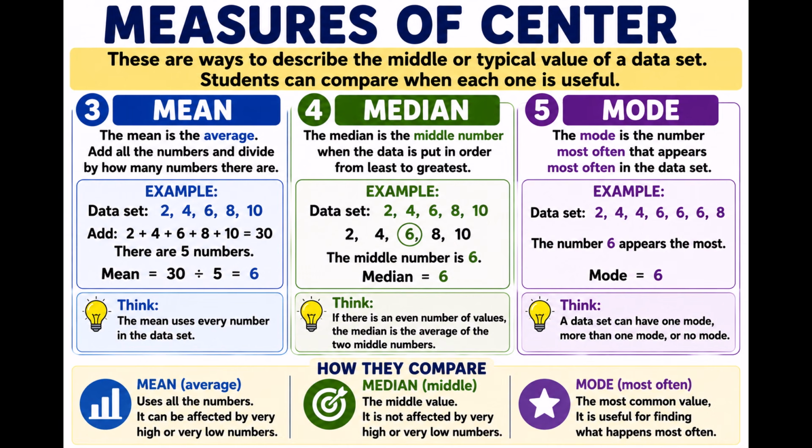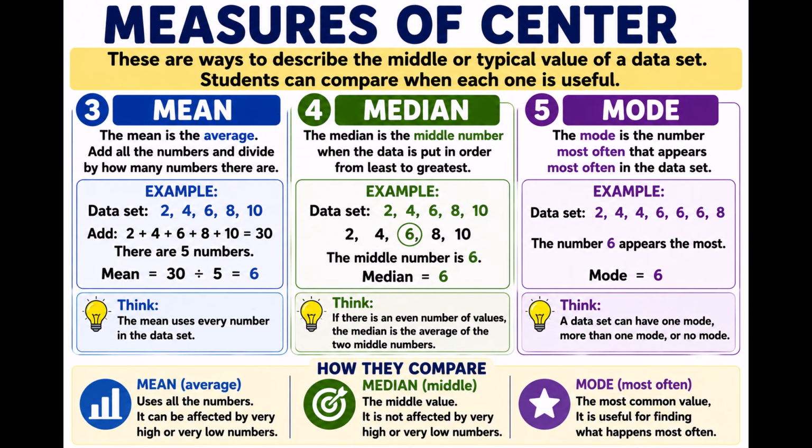Measures of center. These are ways to describe the middle or typical value of a data set. Students can compare when each one is useful. Mean, median, and mode. The mean is the average. Add all the numbers and divide by how many numbers there are.